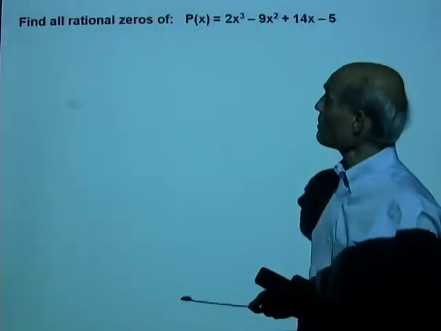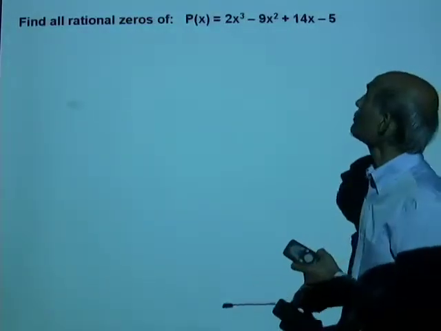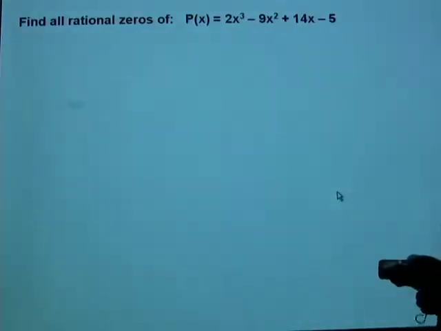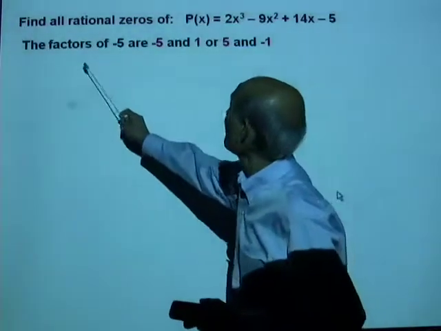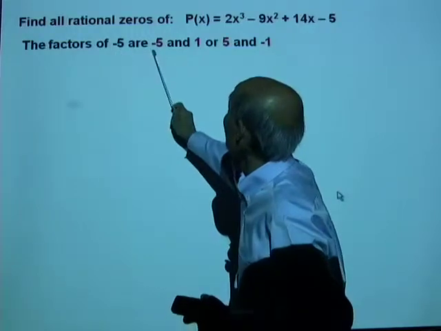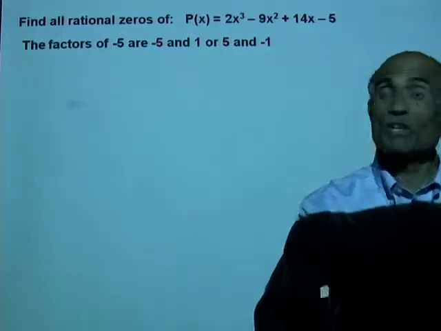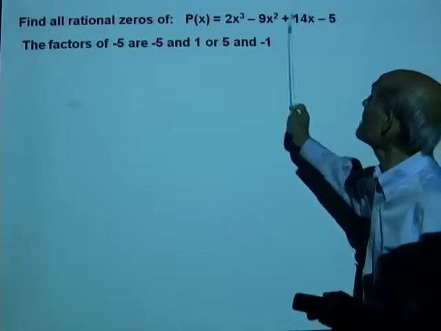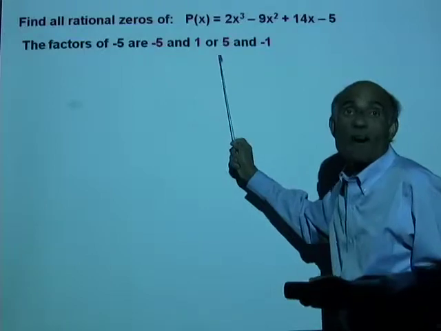Alright, let's do a problem. Find all rational zeros of P of x equal to 2x cubed minus 9x squared plus 14x minus 5. Well, the factors of negative 5 are 5 and negative 1. Is that right? The constant term is negative 5. That means the factors of negative 5 can be negative 5 and 1 or 5 and negative 1.